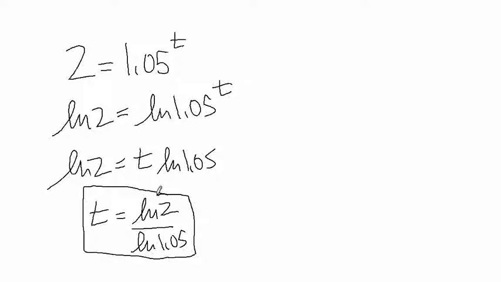All right? Let's close with one more example of this involving the natural base. 0.7 equals e to the minus 0.4 times x. Solve for x, please.